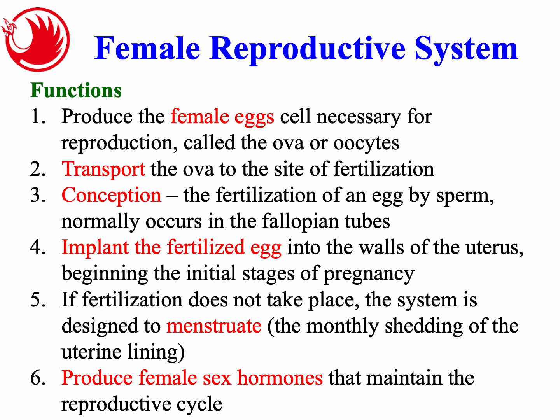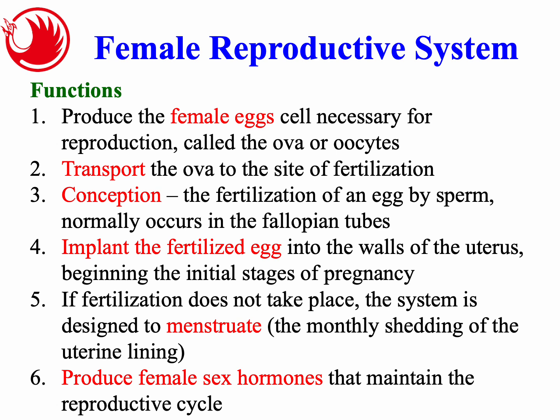So what happens if fertilization doesn't take place? The system is designed to shed it. This is the monthly shedding of the uterine lining, so-called the period, which is passed out from the body. Another function is to produce female sex hormones, which maintain the reproductive cycle and regulate and support overall reproductive health.